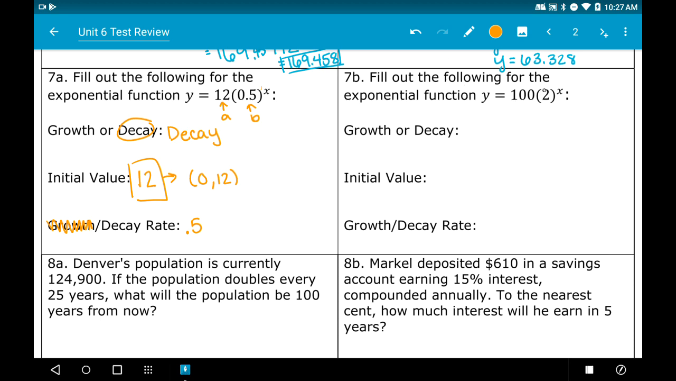So same here. Notice this one. This is our A. This is our B. And since our B value is greater than 1 this time, it's going to be growth. Our initial value is going to be 100 because that's our A value. And then our growth or decay rate, that's just whatever your B is, so it'll be 2.